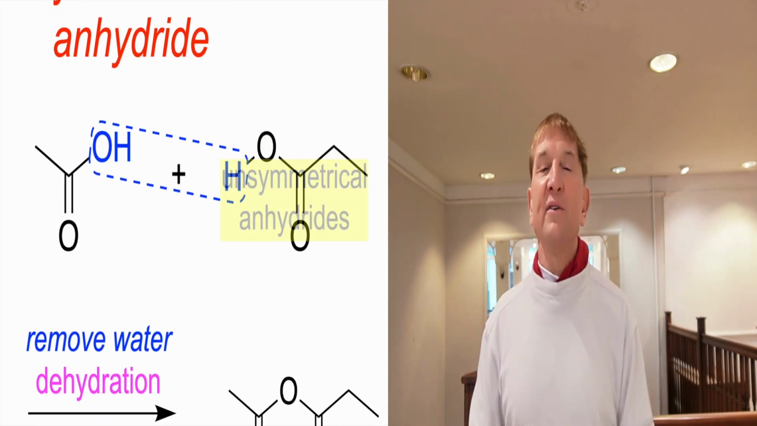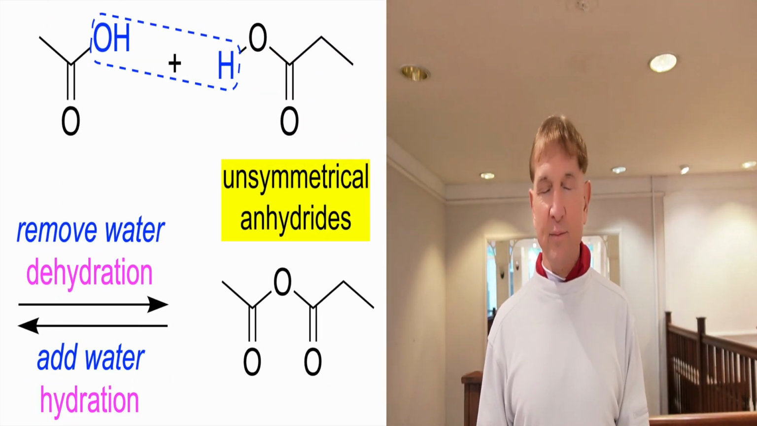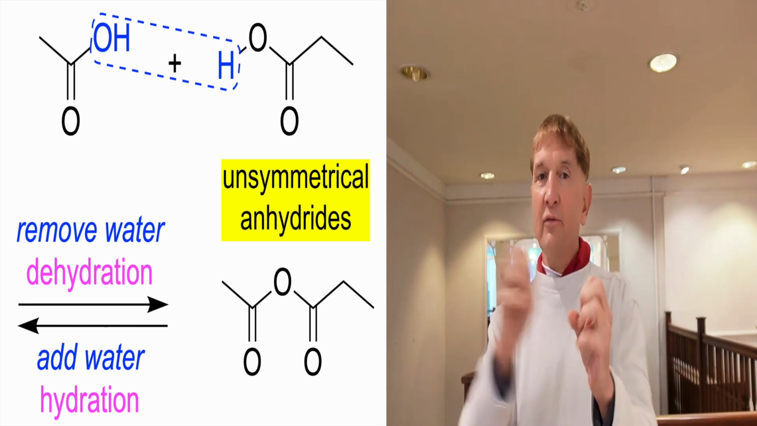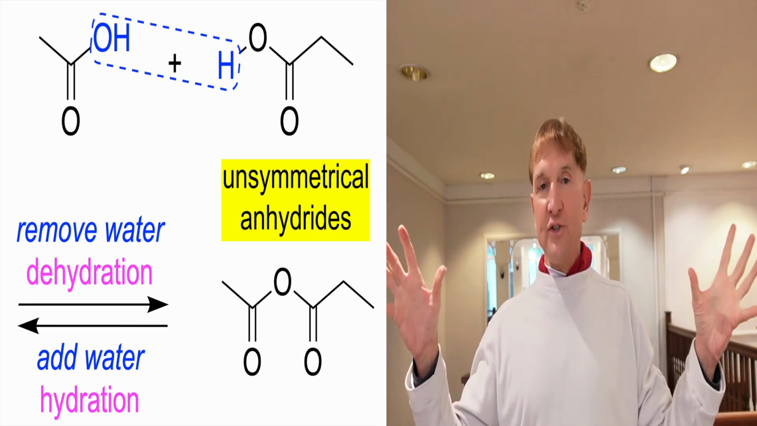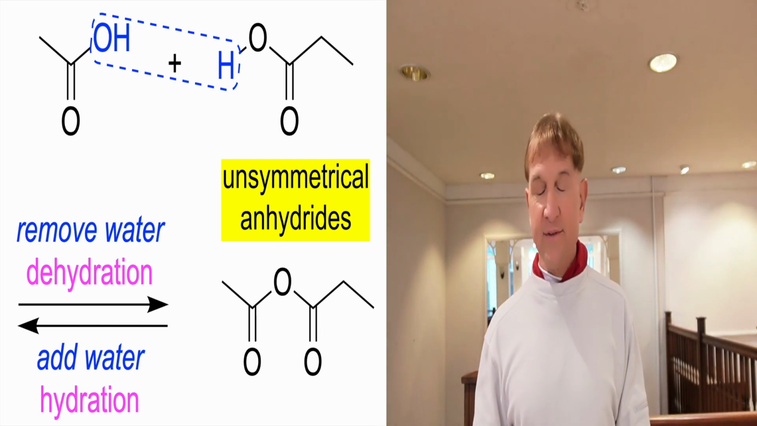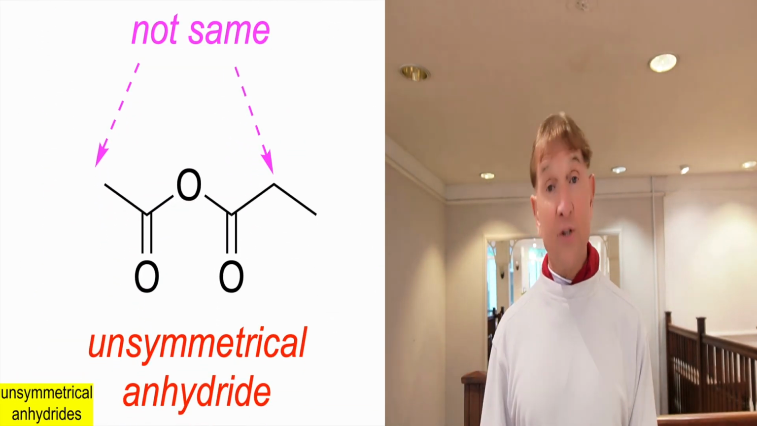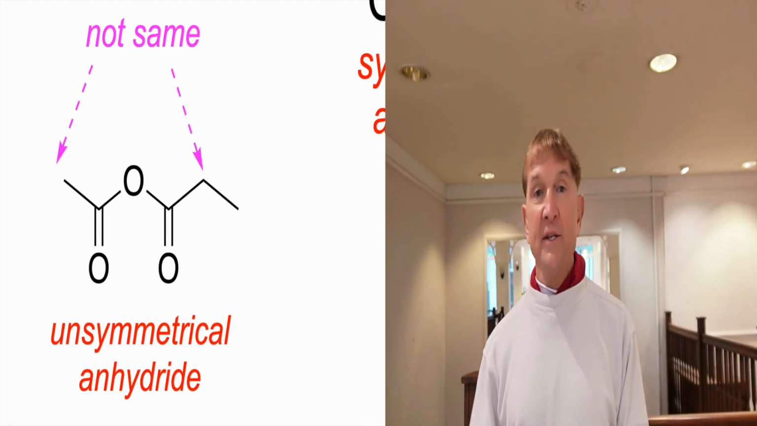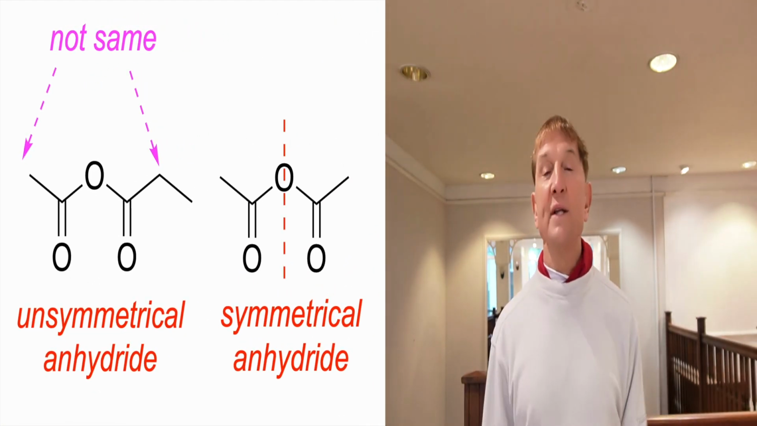If somehow it's possible to take two different carboxylic acid molecules and selectively remove water, then we would form an anhydride with two different substituents. It doesn't have a plane of symmetry. It's an unsymmetrical anhydride. Symmetrical ones have a plane of symmetry, unsymmetrical ones don't.